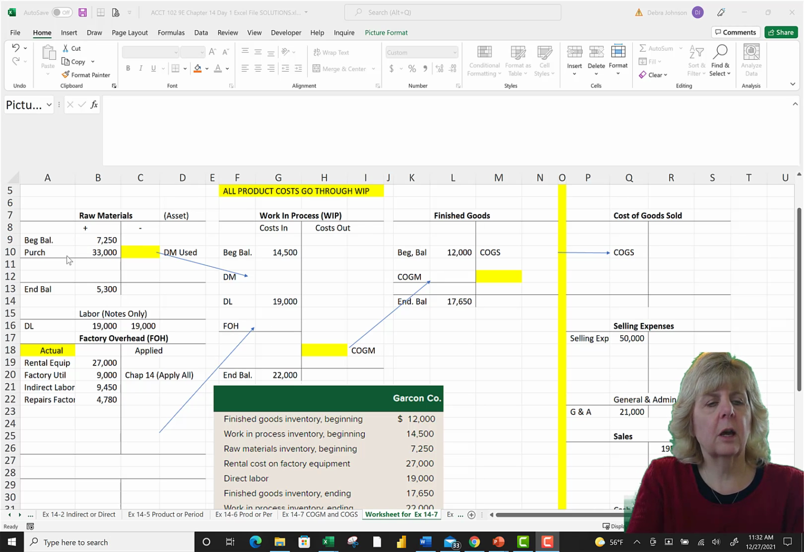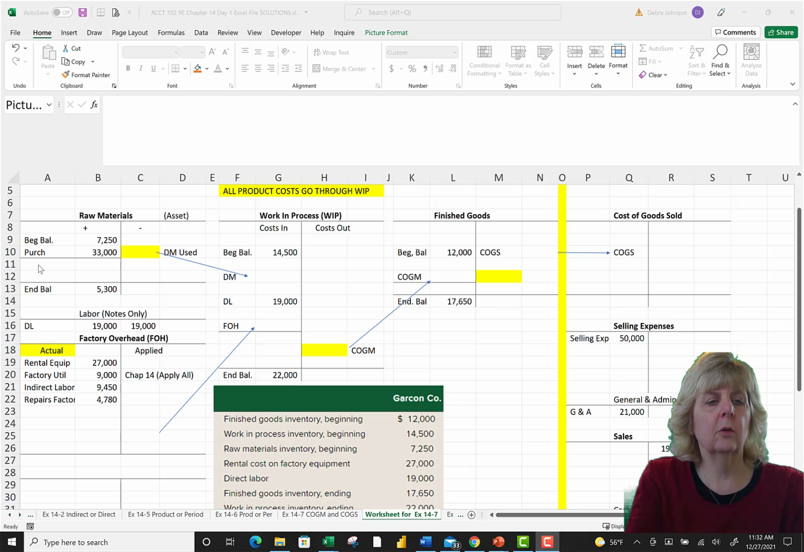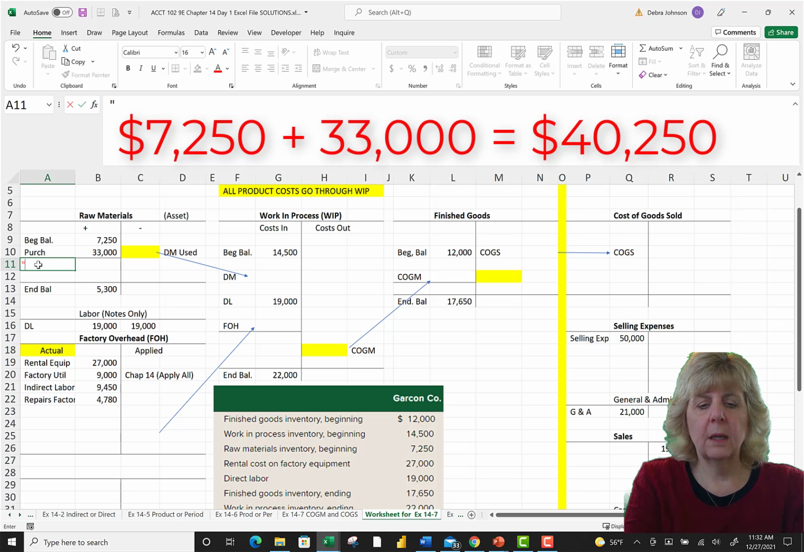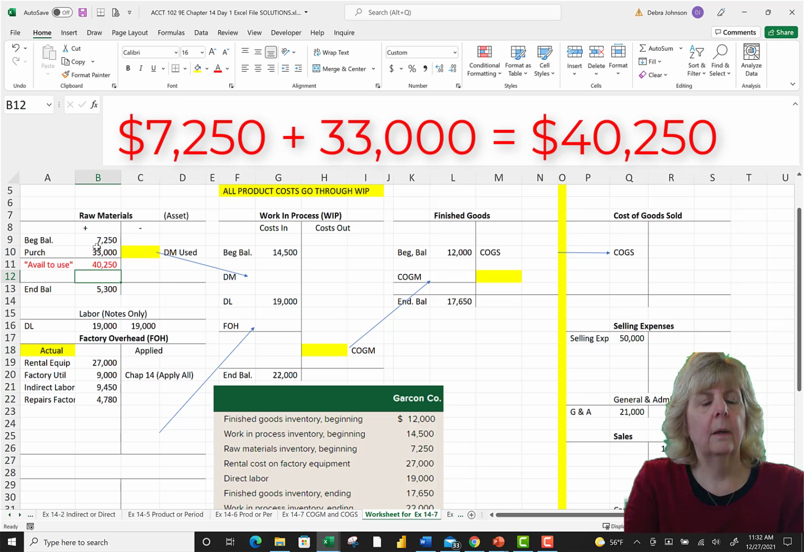So let's start at the top and look at these materials. Look at the T account, which shows the activity. We started with $7,250 and we bought $33,000 worth of materials. That means that we had available to use the sum of those 2. Add them up on your calculator, or if you're an Excel user, go ahead and add them up on the screen. That means we had available to use $40,250.